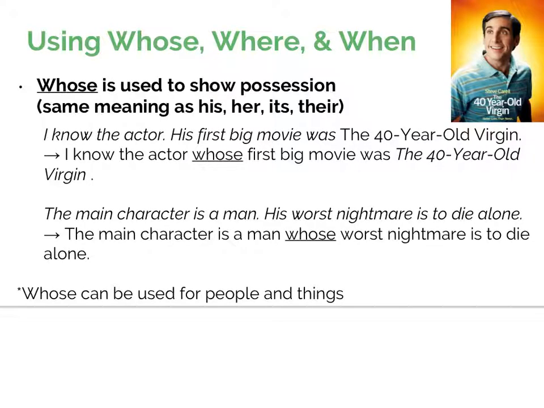Hopefully, you remember that adjective clauses modify or change nouns, and they come right after the noun in the sentence. When forming adjective clauses, you can use whose, where, and when. Whose is used to show possession. Look at the following example. The main character is a man. His worst nightmare is to die alone. We can join these two sentences together by replacing his with whose, and it would be correct.